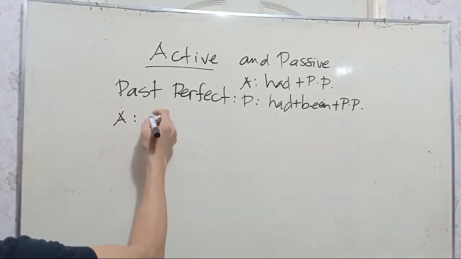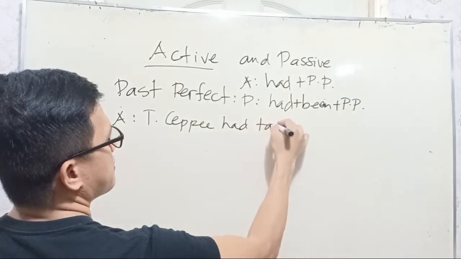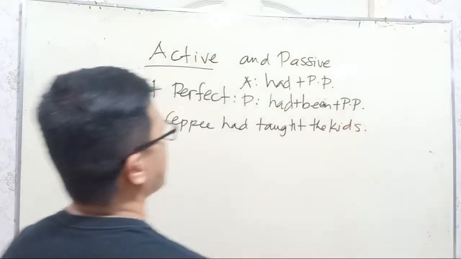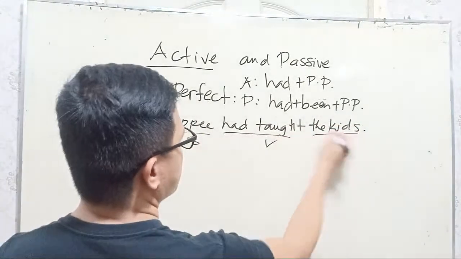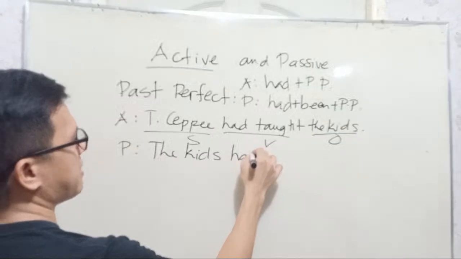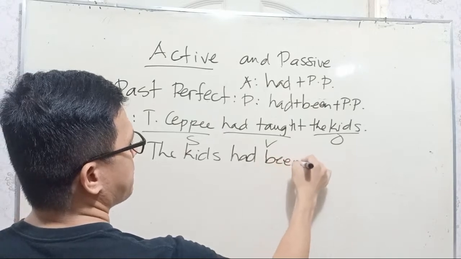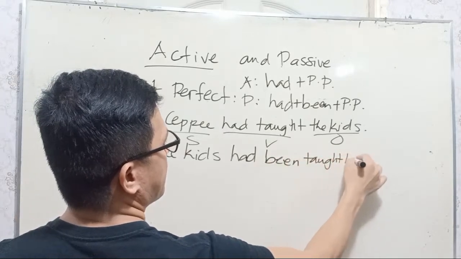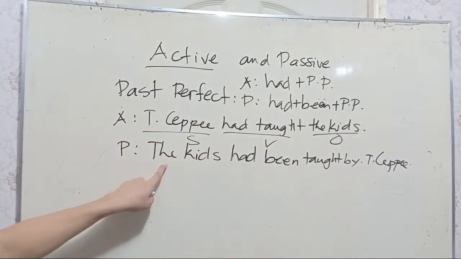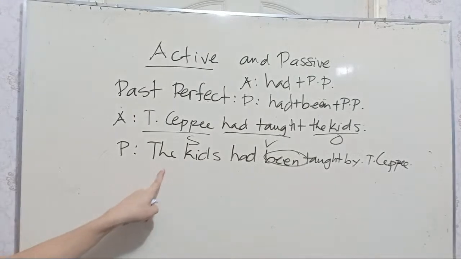Our active would be: Teacher Seppi had taught the kids. Okay, so this is our subject, the verb, and the object. So our passive would be: the kids, and this is plural, so same had. Has or have, the past form is had. The kids had been taught by Teacher Seppi. There you go. That's how we do the object and the verb. We just add been for the passive and then by the subject. Okay? That's how we do it.